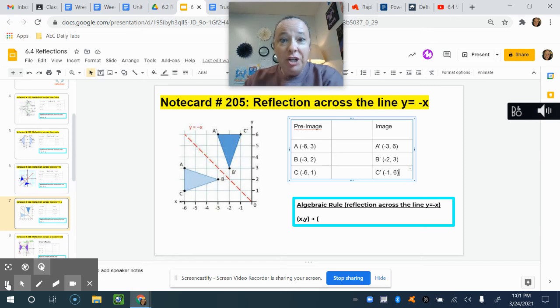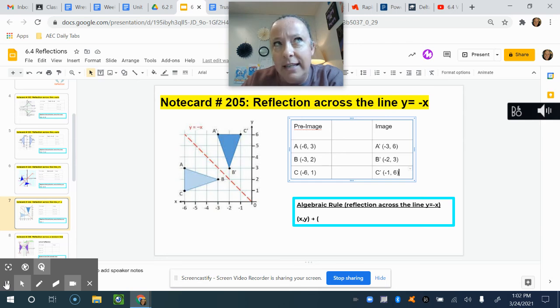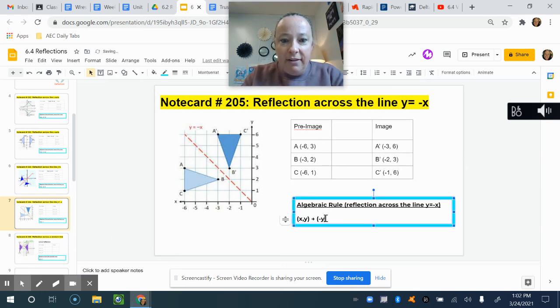All right, so check and make sure you had the ordered pairs right. I know on this image, the ordered pairs weren't written in, so make sure you have those right. And did you see what's happened? (-6, 3), (-3, 6), (-3, 2), (-2, 3), (-6, 1), (-1, 6). What has happened algebraically? I hope you said to yourself, well, we're switching the x and the y, which makes sense because we're reflecting over the line y equals negative x, but we're also having to switch the signs. So this right here would be (-y, -x).